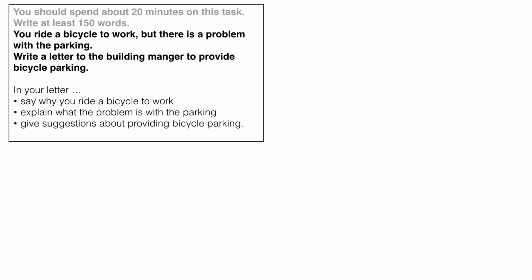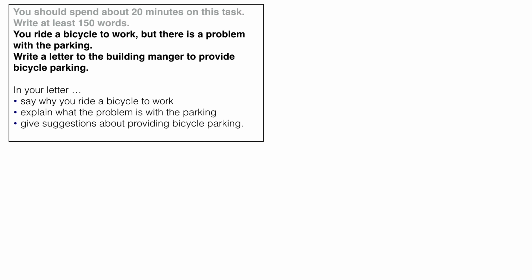And in your letter, you have to say 3 things. Not you should say, you have to say. Why you ride a bicycle to work. Explain what the problem is with the parking. So it has to be specifically about parking. And give suggestions about providing bicycle parking to this building manager who has bicycle parking in the building. So we know what we need to write about.